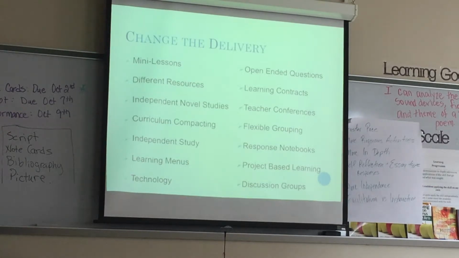We already mentioned journaling, which is definitely something you can do for seeing if they understand the concepts. If you have a question about what any of these are, please let me know. What's flexible grouping? Flexible grouping is more about heterogeneous grouping. So they're either grouped together by a certain skill, and then that can change as the unit progresses and what level they're at.